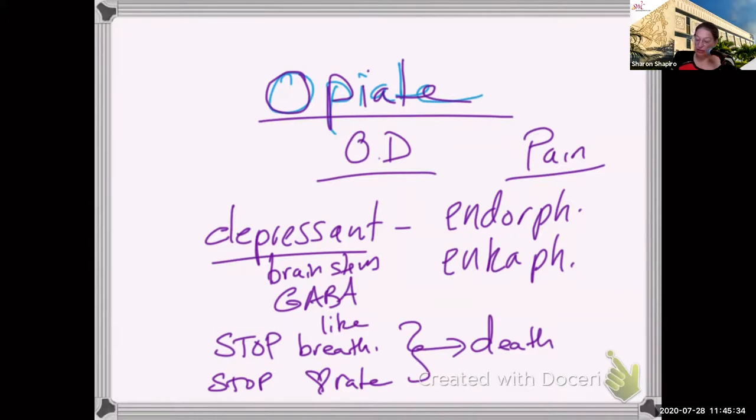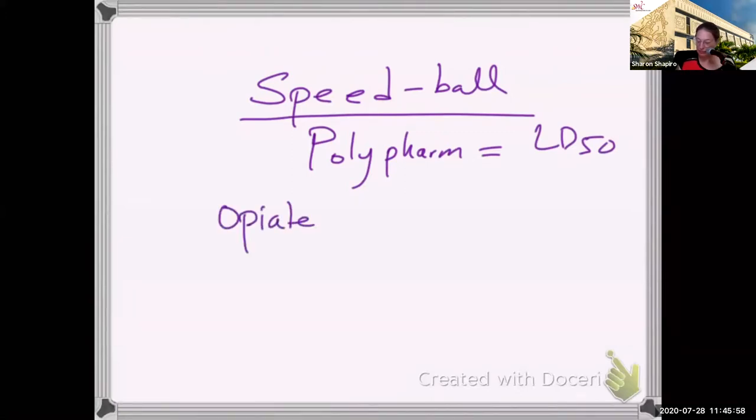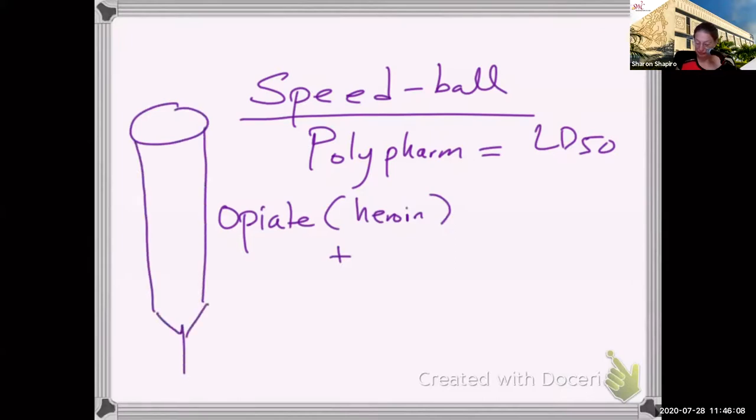And Matthew had mentioned last class, in his generation, people were doing what they called the speed balls. And this is why they did the speed balls. The speed balls were dangerous because they're polypharmacy, and we now know that makes the lethal doses a lot worse. What they were doing was taking an opiate like heroin and combining it into the same needle.